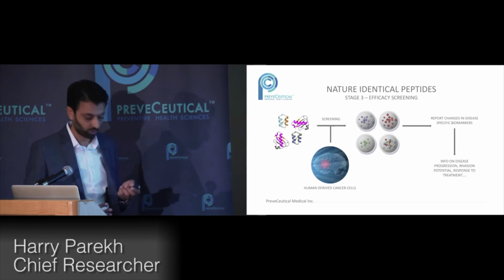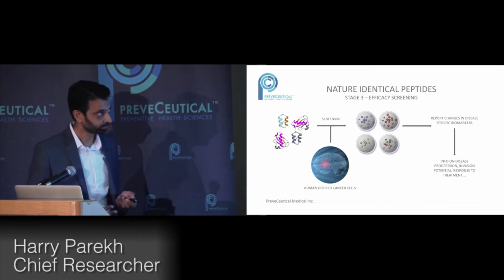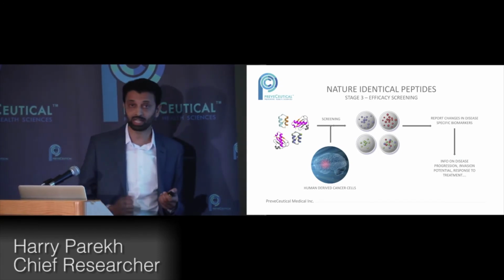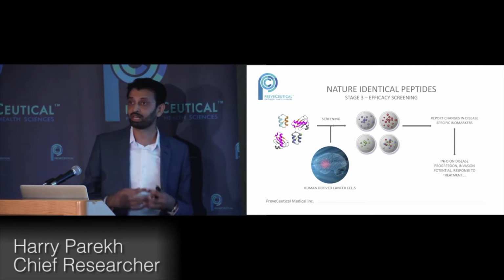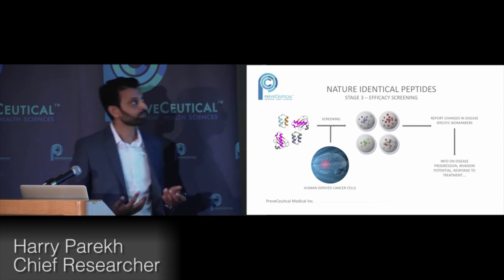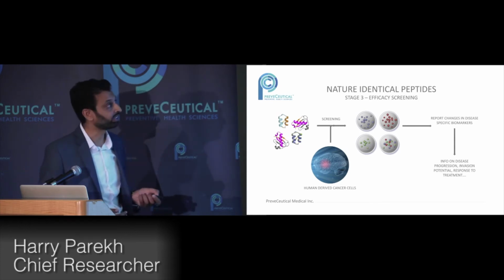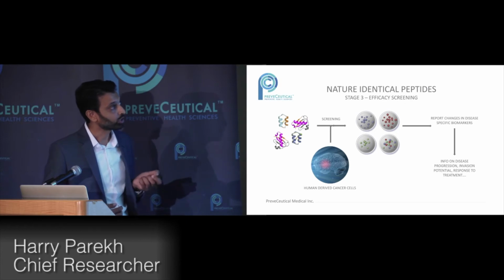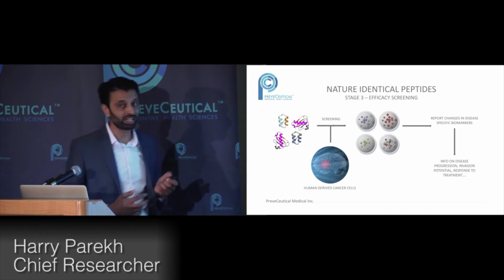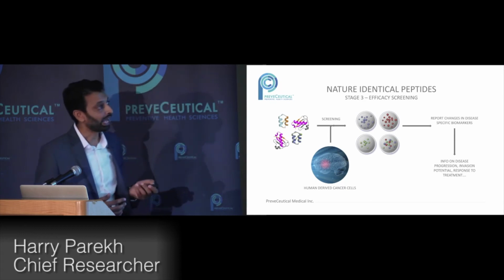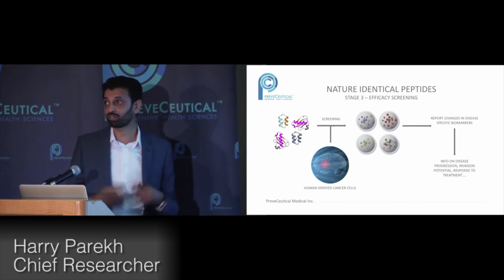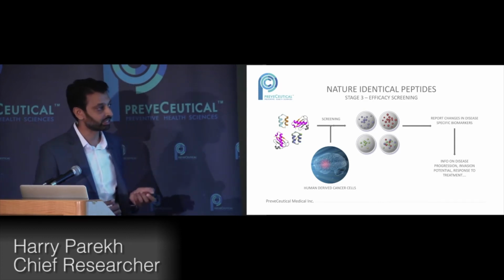And that will then provide us candidates to move into stage 3, which will be where we will screen those peptides in disease models. This will also be done at PACE, where I'm based, with one of my colleagues who's a world expert in angiogenesis and tumor metastases, formerly from the Cleveland Clinic in Ohio. So we'll be taking those nature-identical peptides, screening them in a range of different brain cancer models, and looking for key changes in specific biomarkers which are indications of the disease.